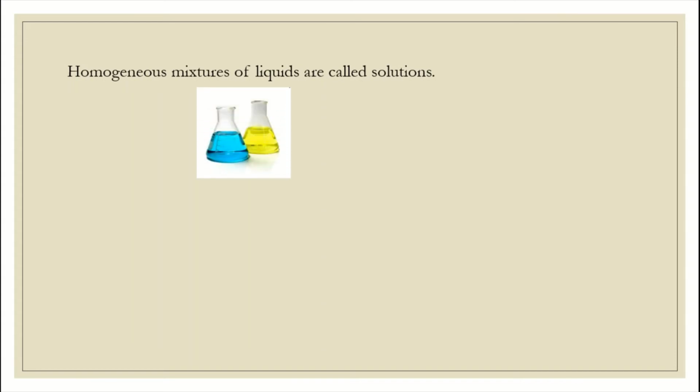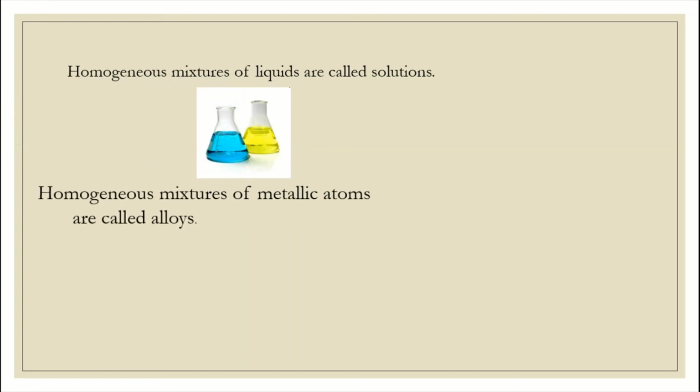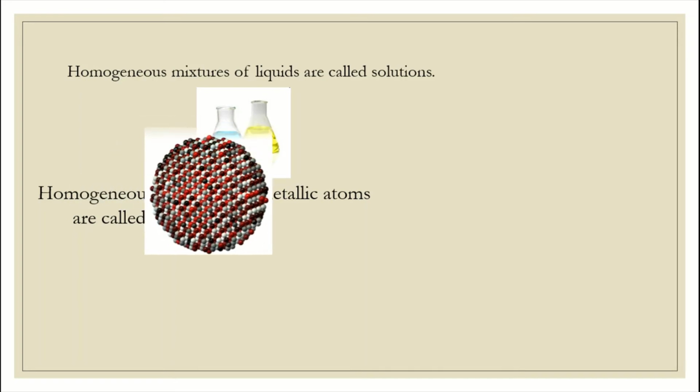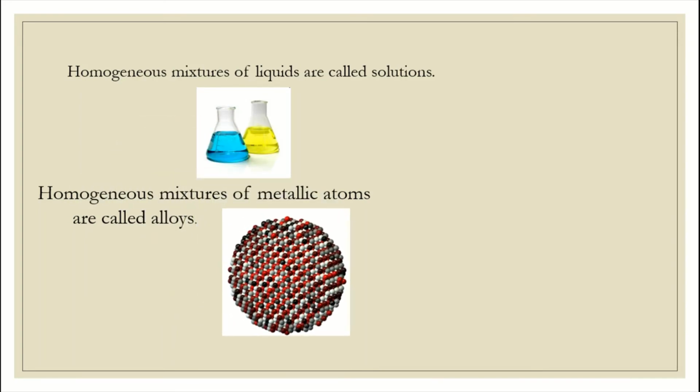When you mix two or more types of liquids and you mix them properly, wherein you cannot easily separate the others when you mix them already, that's a homogeneous mixture, and they are already called solutions. Homogeneous mixtures of metallic atoms are called alloys.